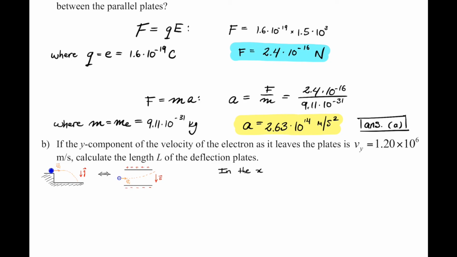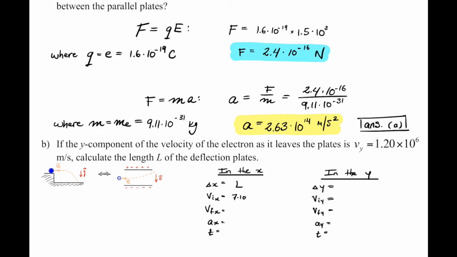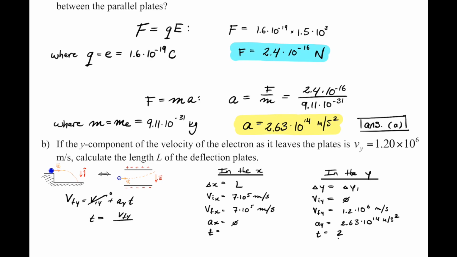Setting up a table to treat the problem as two mini problems, one in the x direction and one in the y direction, I will write down all my kinematics properties such as displacement, initial velocity, final velocity, acceleration, and time. The first thing I'll do is write down all the known values that I have from the given problem, as well as labeling any unknowns. For example, the displacement delta x, here let's call it L as that's what we're trying to find. It is important to remember that there is only acceleration in the y direction, and so the velocity in the x direction remains unchanged from its initial value.